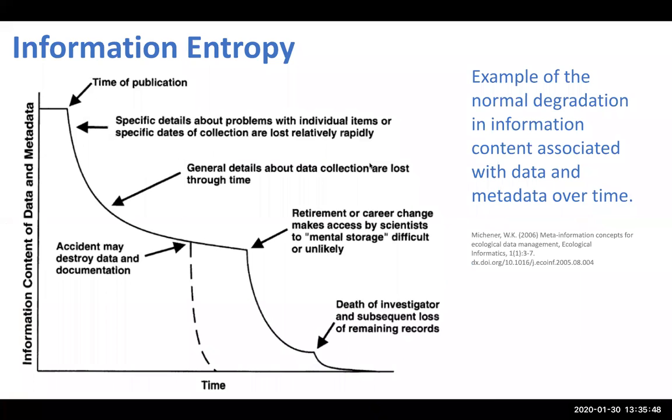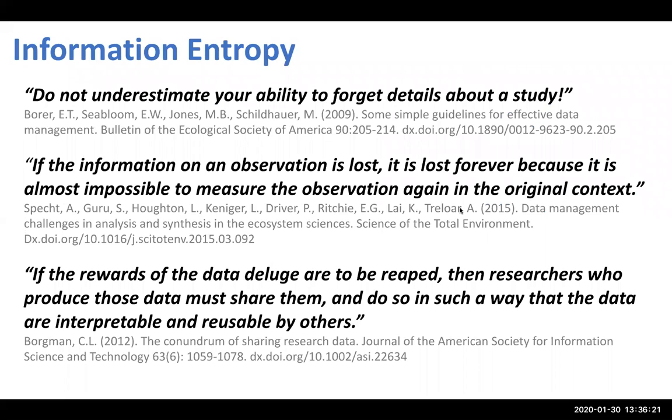So this is a slide that comes from a paper by Bill Michener that's several years old now, but it's this concept of information entropy. On the y-axis, we have the information content of data and metadata, and as time goes by, that value decreases. It's high at the time of publication, and then details about the data are lost, and eventually the data may even be lost. And this is typically what we observe. These are a few quotes from a few different papers, but they resonate with me and my experience with doing science and working with others in scientific groups.